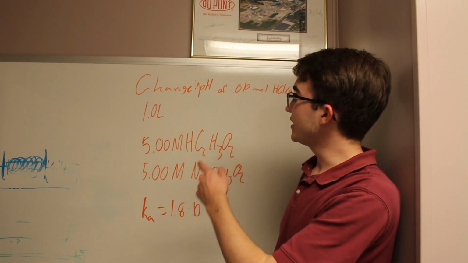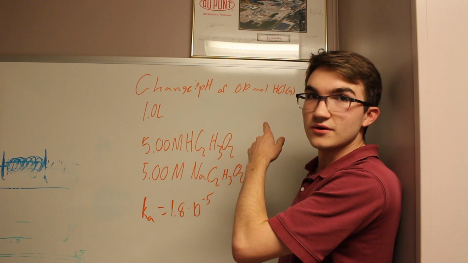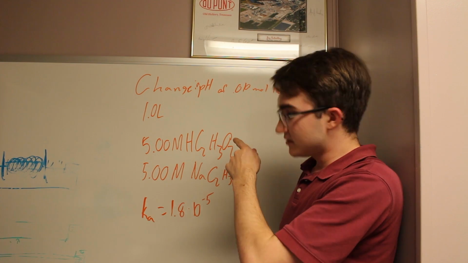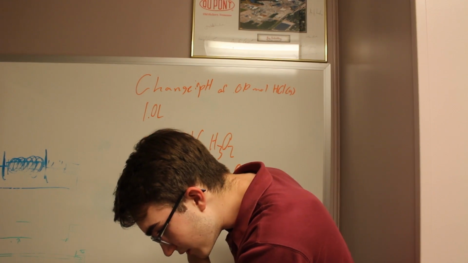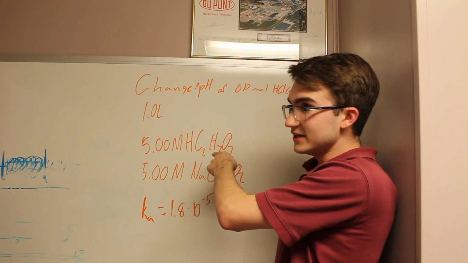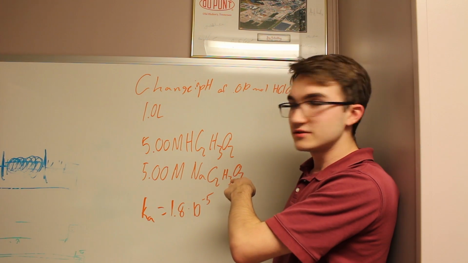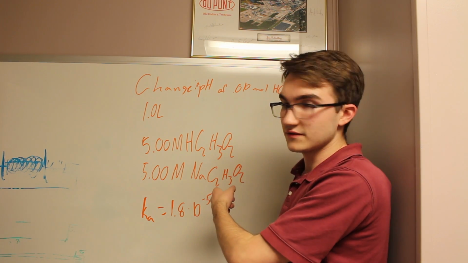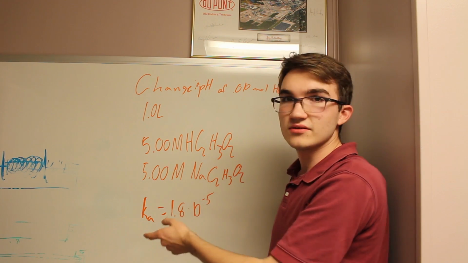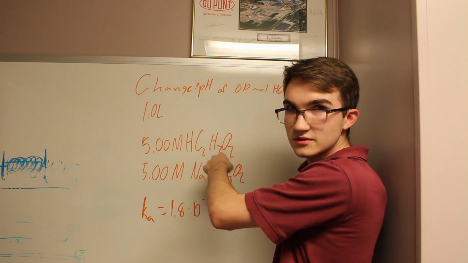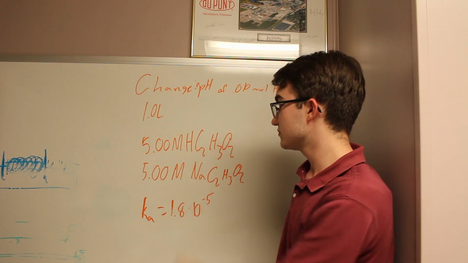Problem time! Alright, let's do a problem. Let's determine the change in pH when 0.010 moles of HCl in the gaseous state is added to 1 liter of 5 molar acetic acid and 5 molar sodium acetate. And the Ka of acetic acid is 1.8 times 10 to the negative fifth. Actually, that's the Ka of the dissociation of the acetic acid. That's already been through.